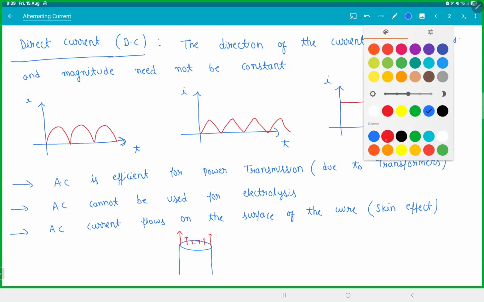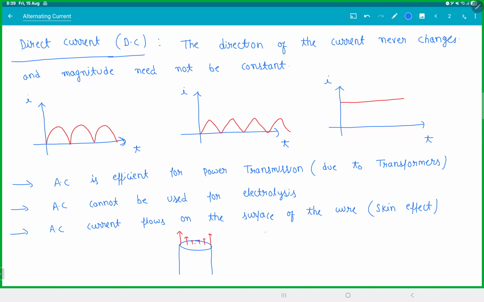Next time, observe if you cut any wire, you'll not find a single wire, you'll find multiple strands. Ever observed that? When you take the wire, it has multiple strands like this. Because if you take multiple wires, you can increase the surface area. It kind of looks like this. That's a bit about the AC and DC definition.